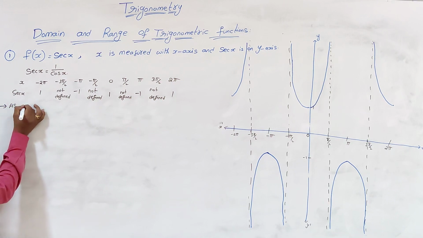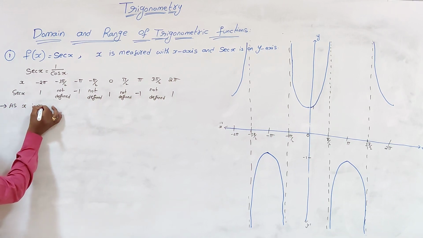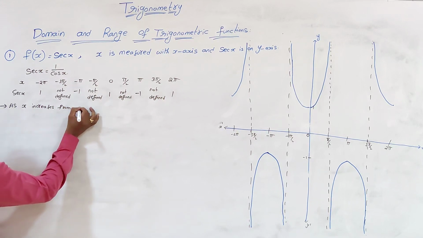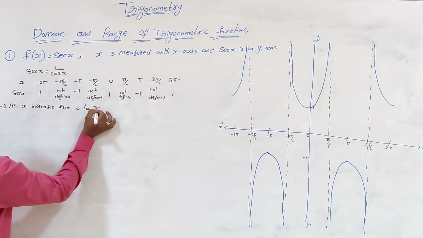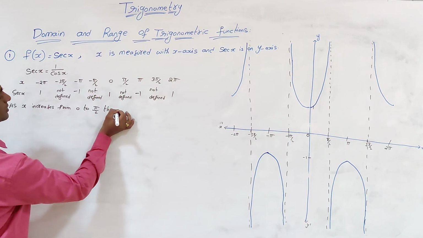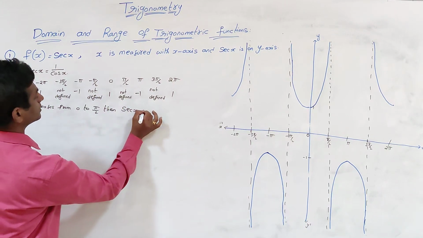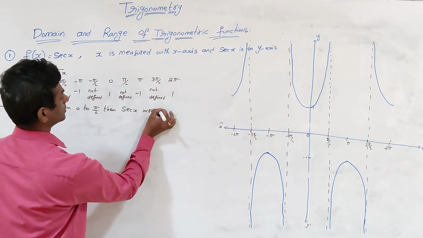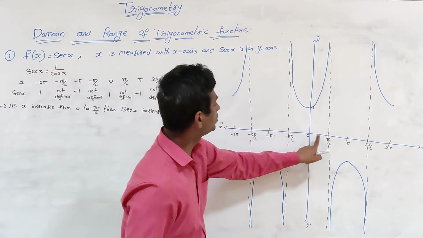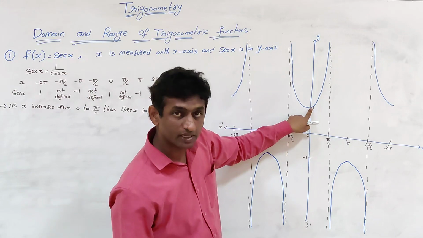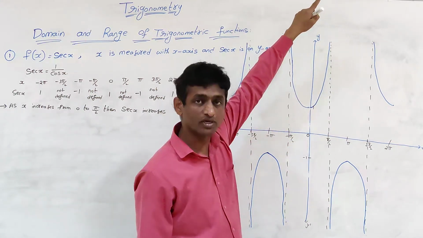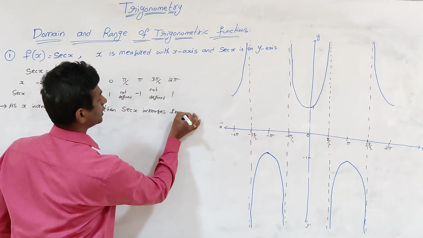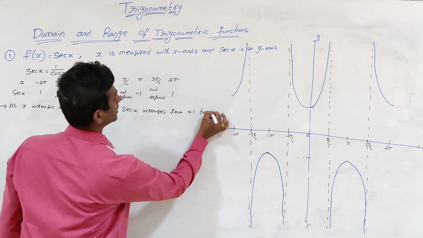As x increases from 0 to pi by 2, then secant x increases. It starts from plus 1 and goes in the upward direction, increasing from plus 1 to plus infinity.